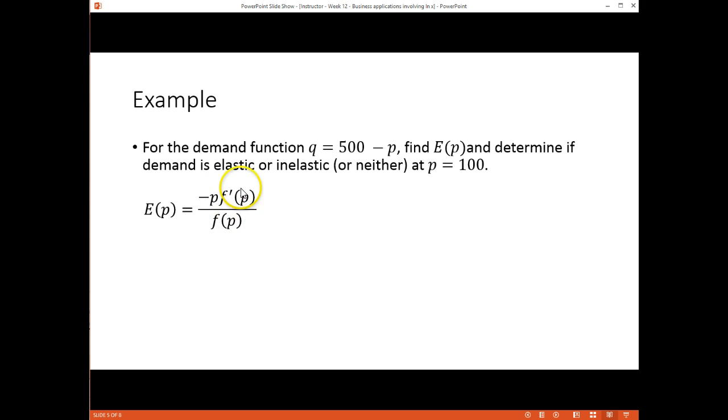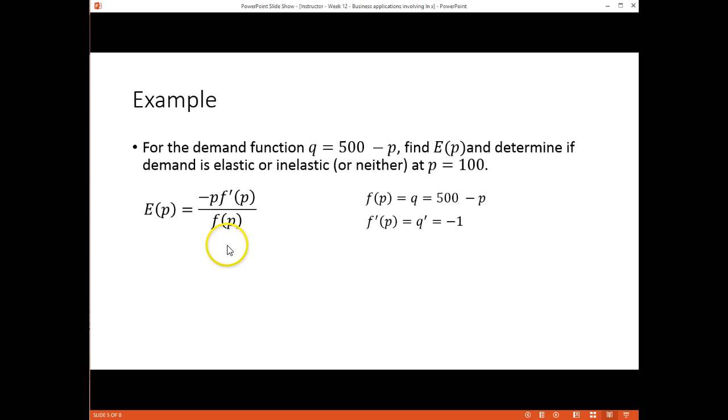Well, what's F of P? If you remember, F of P was just the quantity demanded. So F of P is Q in this case. So F of P is 500 minus P. Now I have my denominator F of P, and I have my P in my numerator. I need to find F prime of P. The derivative of 500 minus P is simply negative 1, because the derivative of the constant 500 is 0, and the derivative of negative P is negative 1.